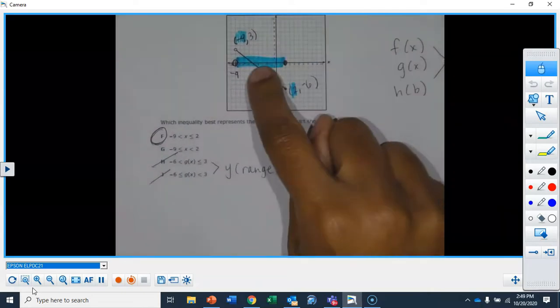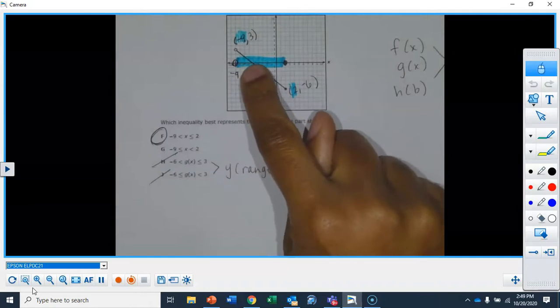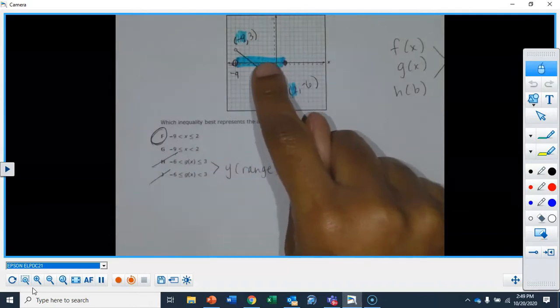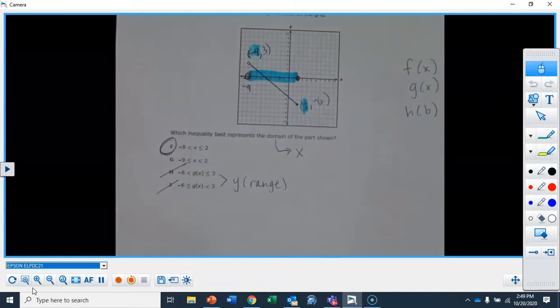So my x values are what? They're greater than, but not equal to -9, and they're less than or equal to 2. So I hope that one makes sense to you guys. All right, let's go on.